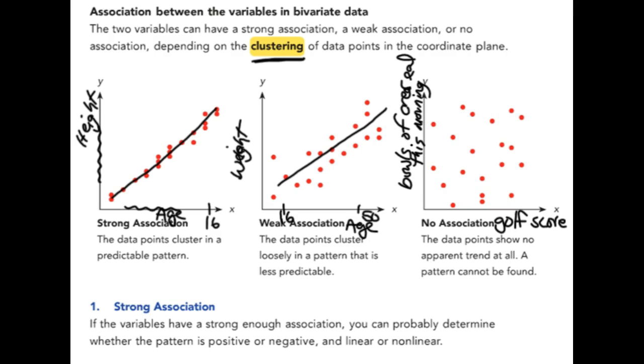We're going to get through the next slide and then end this video so that they're a little shorter this time. But at the very bottom you see strong association. It says, if the variables have a strong enough association, you can probably determine whether the pattern is positive or negative and linear or nonlinear. And that's all on the next slide.